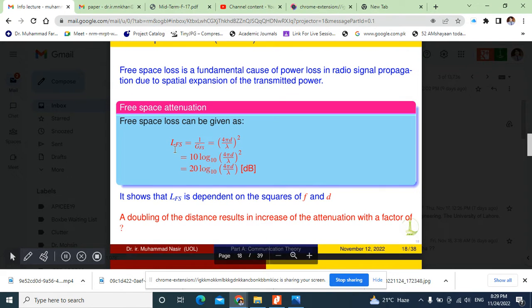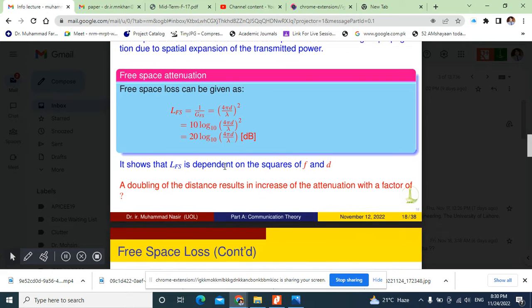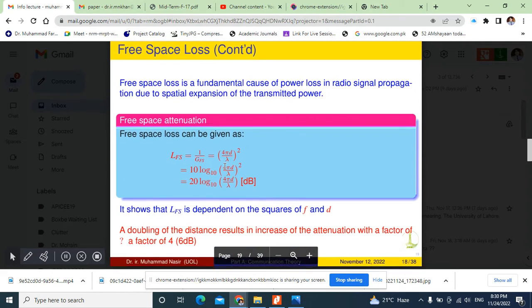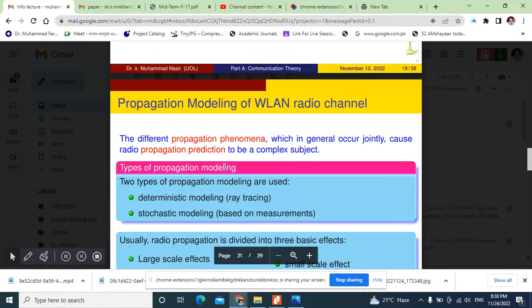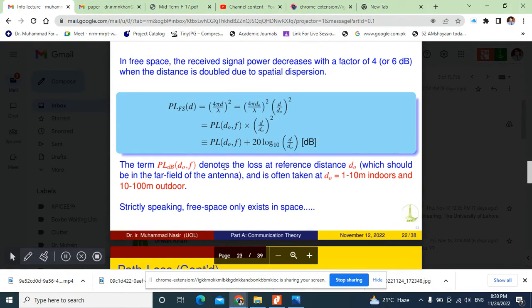The second thing is that the free space path loss is basically the inversion of the free space gain, so that is equal to 1 upon G of free space, which was (4 pi d upon lambda) whole square. And if we want to consider the distance d naught and the frequency as well, then the path loss is the path loss dependent on the frequency, multiplied by another factor, d upon d naught, whole square.